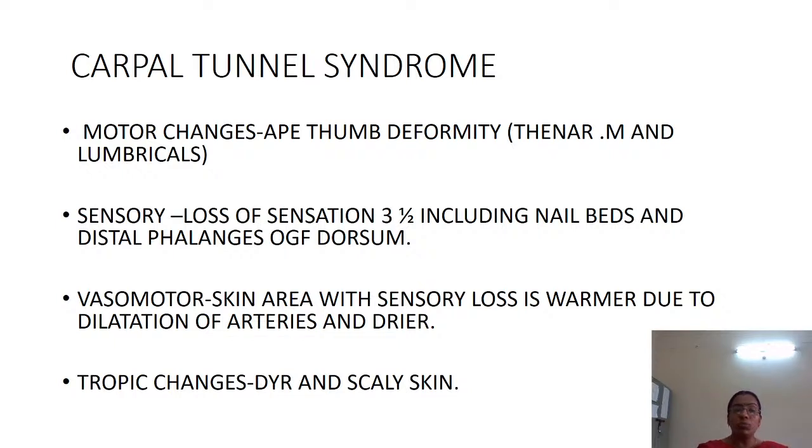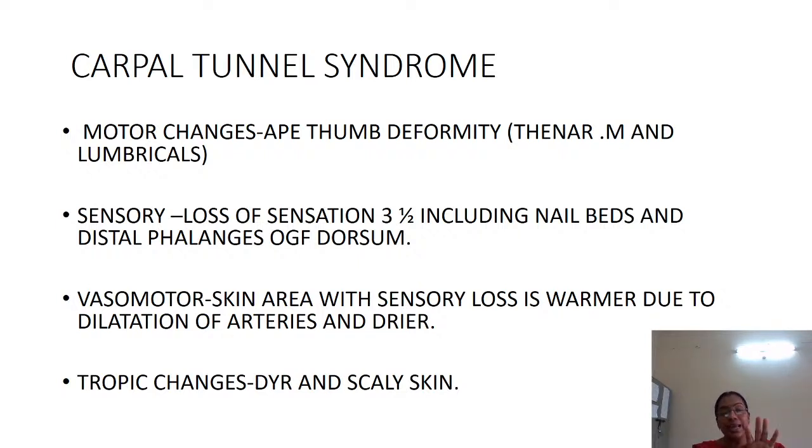In this syndrome, when the median nerve is injured, you come across motor, sensory, vasomotor and trophic changes. The motor changes occur because the median nerve supplies the thenar eminence. Because of that, ape thumb deformity is seen, as the thenar muscles and the first and second lumbricals are affected. Sensory changes: as the median nerve supplies 3.5 digits, including the dorsal aspect of the distal phalanges, there is loss of sensation of the 3.5 digits, including the nail beds and the distal phalanges up to the dorsum. So these are the sensory changes.